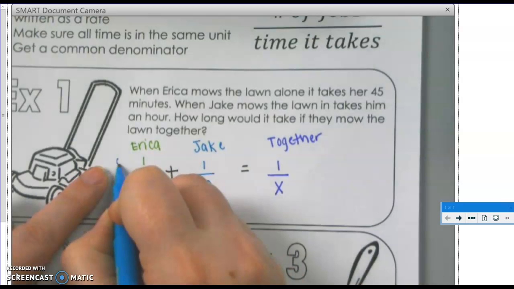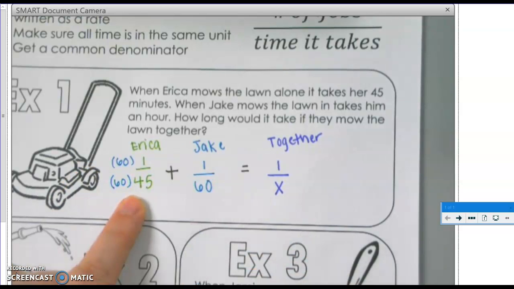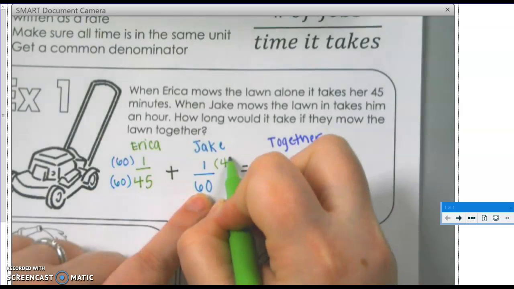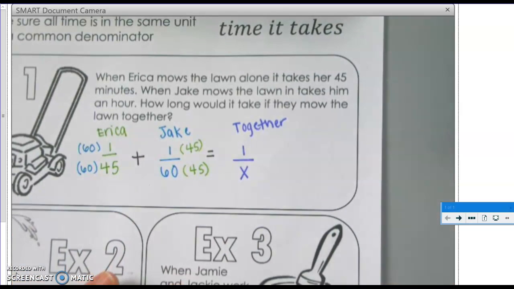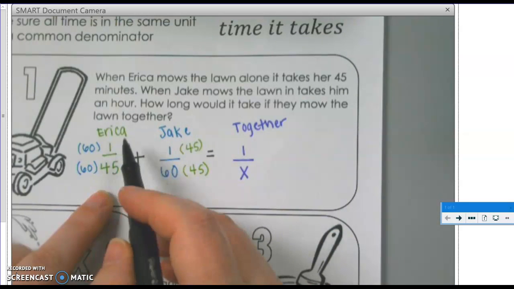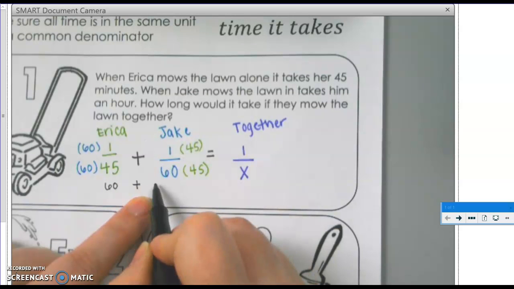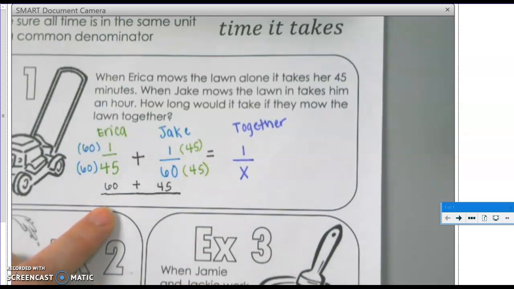The long way would be to multiply the first fraction by 60 because that's the other denominator. Jake's will get multiplied by 45. So Erica's new numerator is 60. Jake's new numerator is 45. And they have the same denominator now. So 60 times 45 is 2,700.